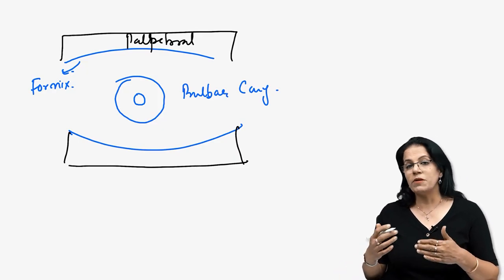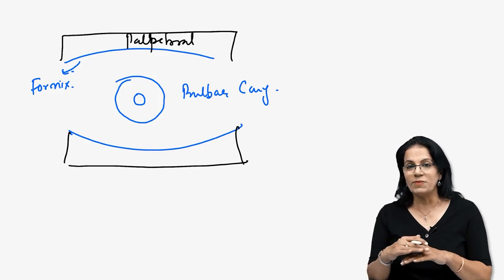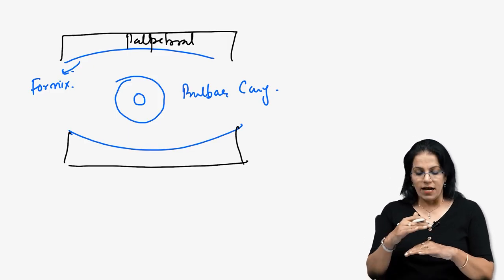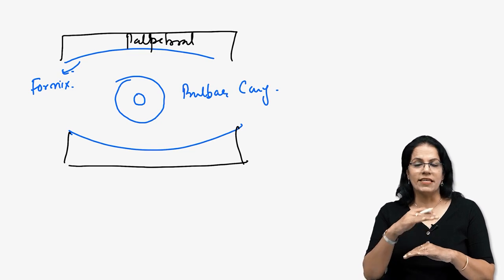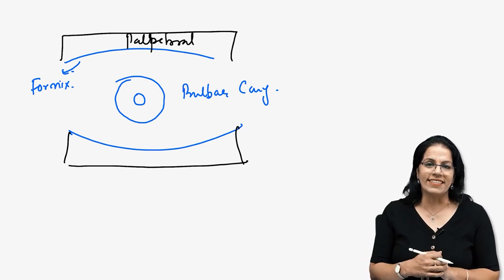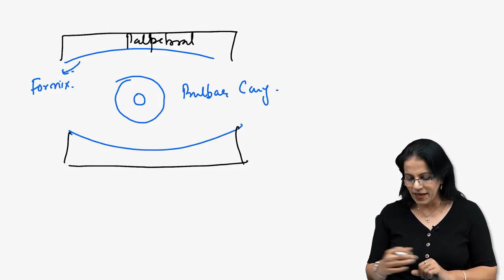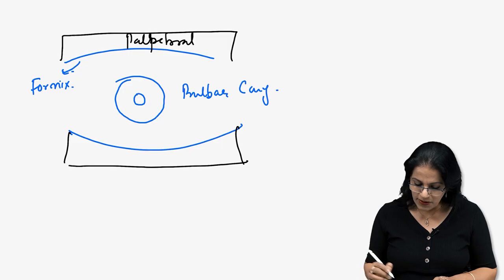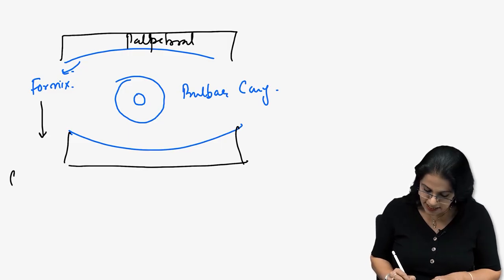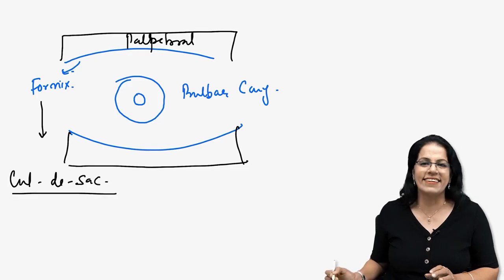And of course, let me remind you this, just above the sclera is not bulbar conjunctiva. What did we learn? Above the sclera is episclera, then comes Tenon's capsule, and then comes your conjunctiva. Okay. What is fornix also known as? Fornix is also known as cul-de-sac. Okay, this is the other name of the fornix. This is what we call cul-de-sac.